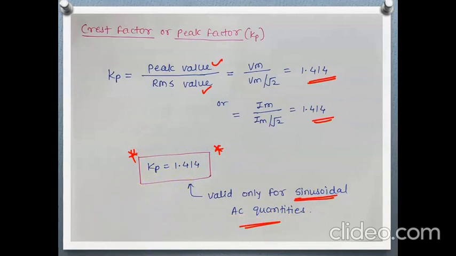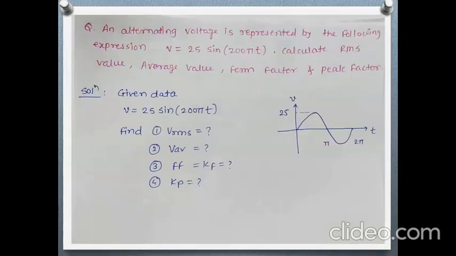Now let's solve some numerical based on this RMS value, average value, form factor and peak factor. The question is, an alternating voltage is represented by the following expression: small v equals 25 sin of 200 pi t. Calculate RMS value, average value, form factor and peak factor. Write down this given data, 25 sin of 200 pi t, and we have to find these 4 parameters.